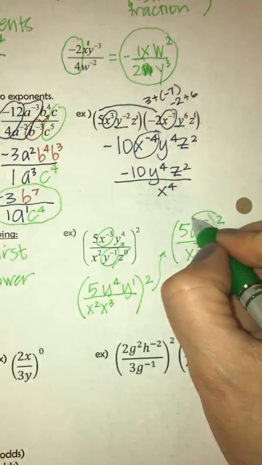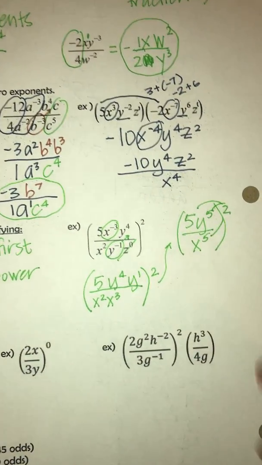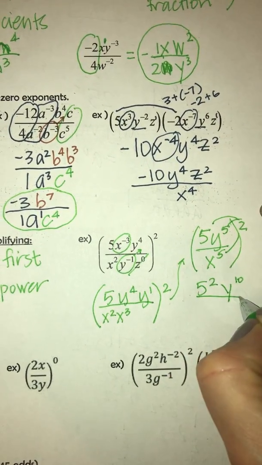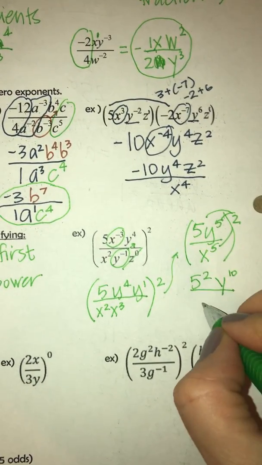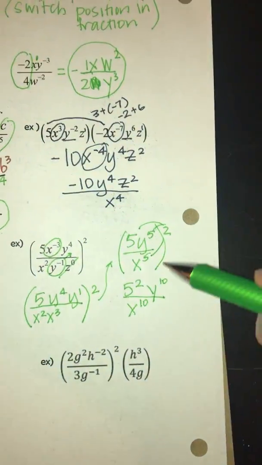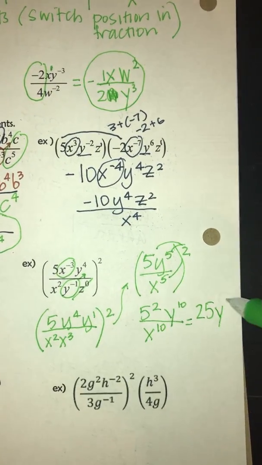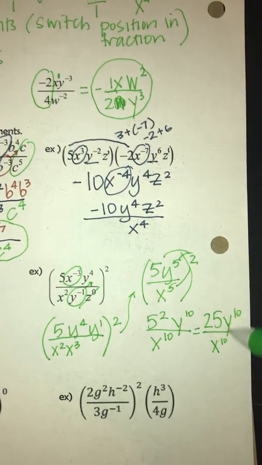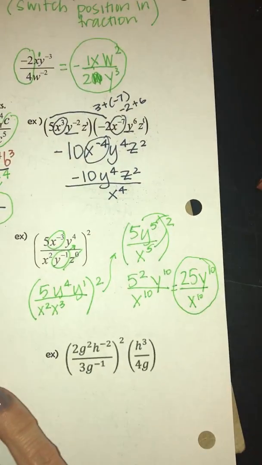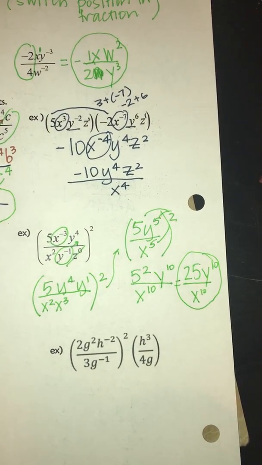So I'm going to distribute this power into all the places that we're able to put that in. So 5 to the 2nd, y to the 10th, because you remember you multiply a power to a power, and x to the 10th. And all I have left to do is 5 to the 2nd is 25. And so then everything's positive, it's good to go.